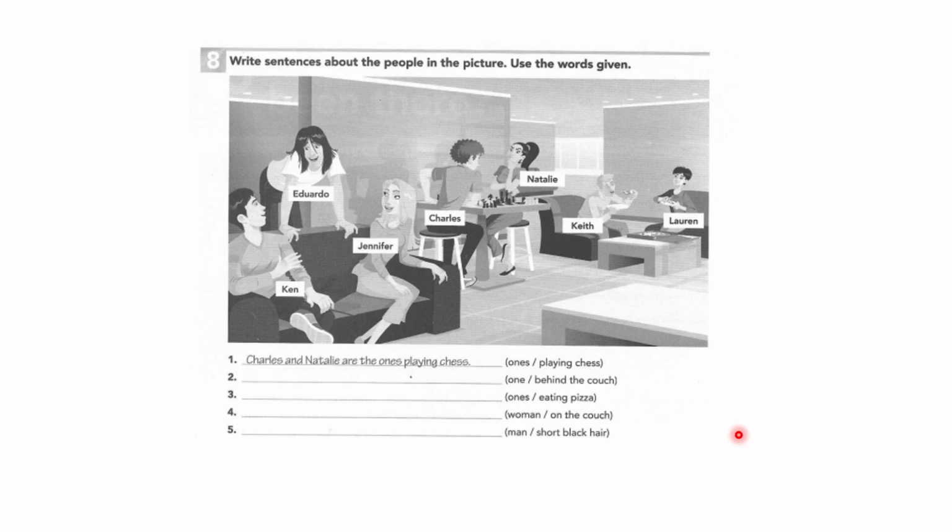Jennifer is the woman on the couch. There's a difference between couch and coach, okay? Remember, couch, sofa. Coach, the guy who trains you. Okay? Number five, tell me.